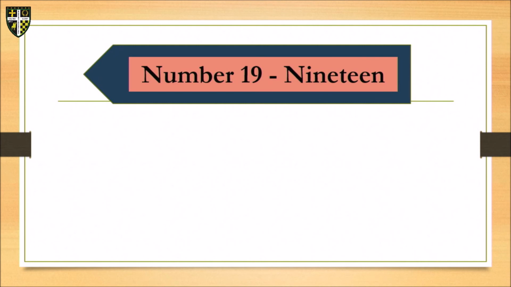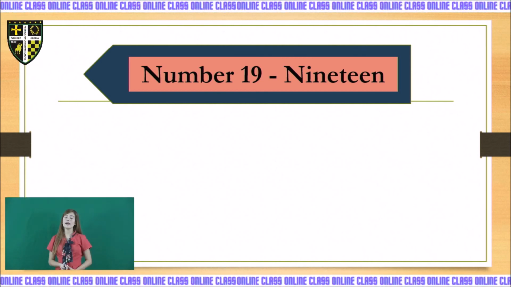This is the number symbol and the other side, the number word. Okay, let's spell N-I-N-E-T-E-E-N. 19. Again, kids, N-I-N-E-T-E-E-N. Okay, now let's count.